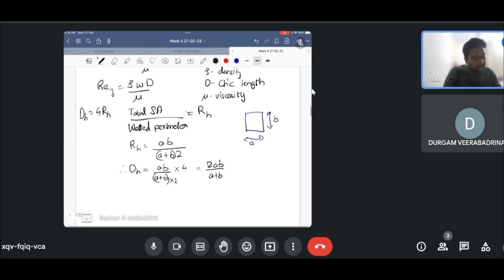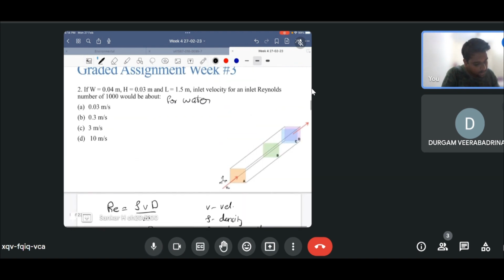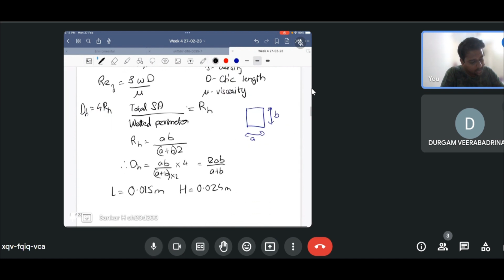Now here the length and height are given. L is equal to, I think, 0.015 and H is equal to 0.024 meter. Let me just confirm that. Oh, sorry, 0.04 and 0.03.